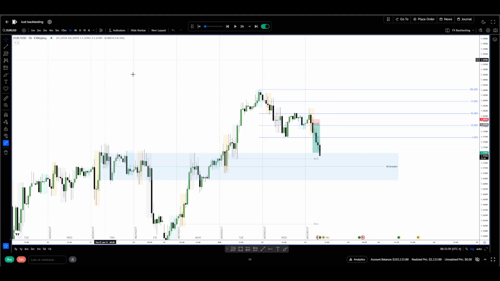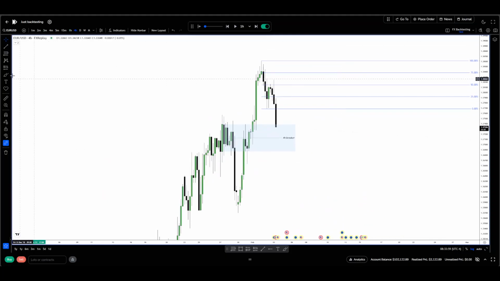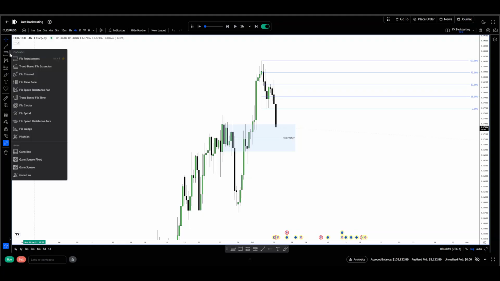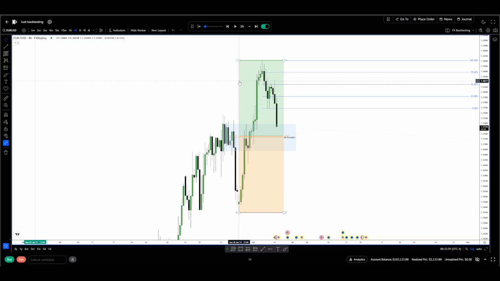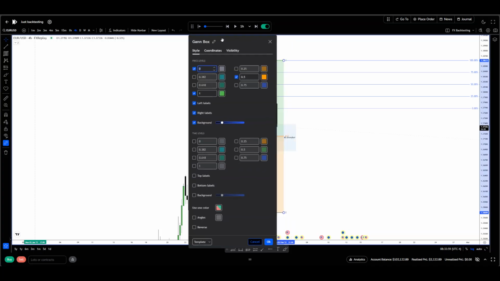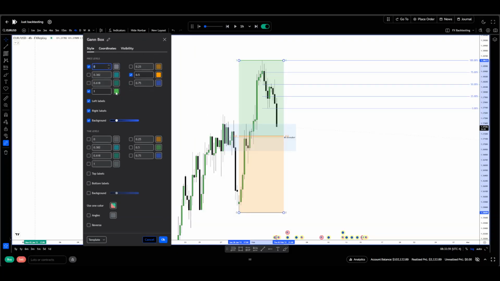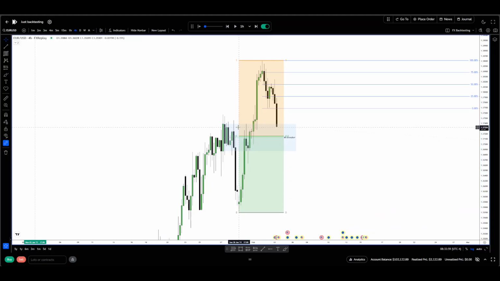We are in the discount area of the 4H range, right? So let's take the 4H range, and I want the Gann box right here, yeah. So let's set up the Gann box, right? There we go. It's already pretty neat. Maybe I want to switch colors. Maybe we want green at the bottom, the orange at the top. Yeah, something like this, it's fine. Can I click on colors here? Everything's got the same color.